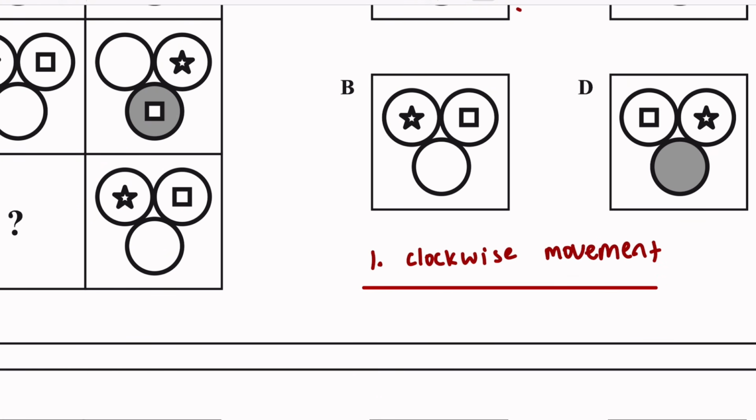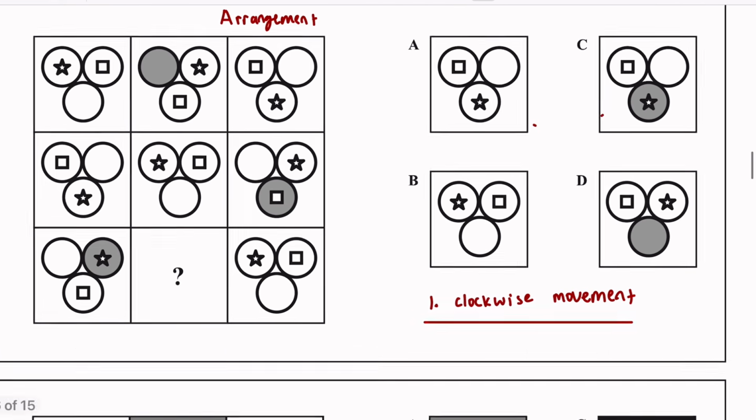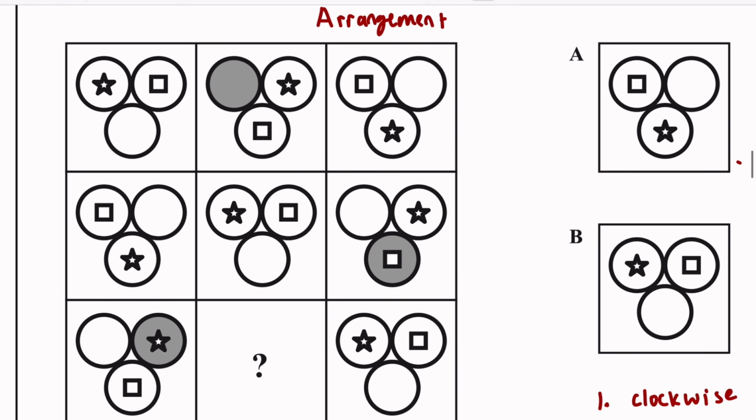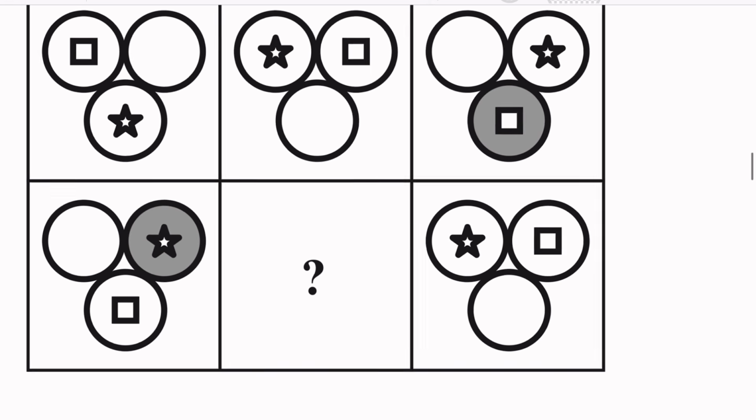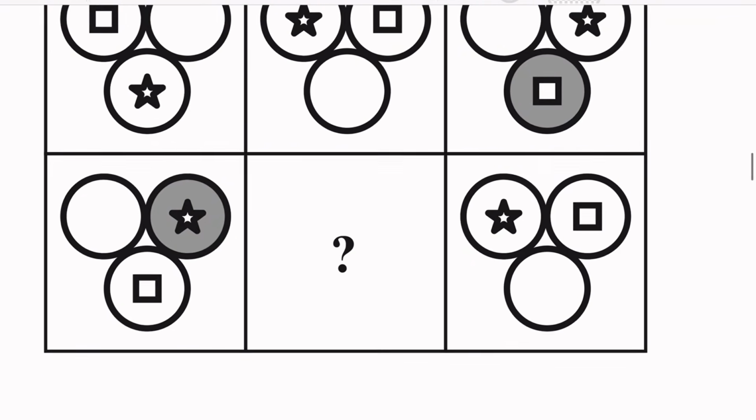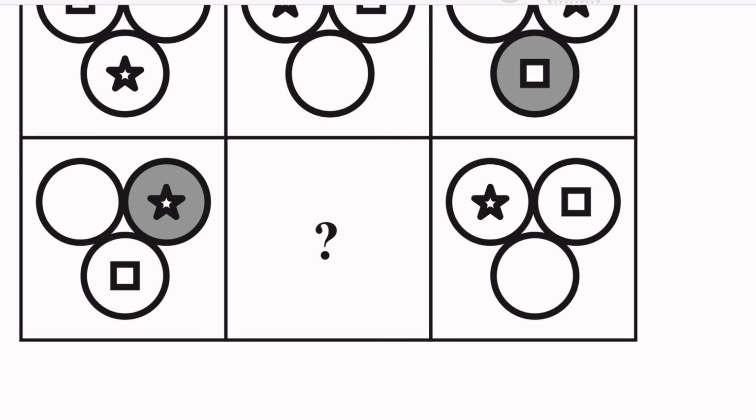Okay, so this clockwise movement is what's happening with not just the star, but also with the square. Because you can see it's moving down to this position, then it moves up to this position, the top left. So let's use this pattern and apply it to the last row, okay? So as we go across the row, all the items should be moving in a clockwise way.